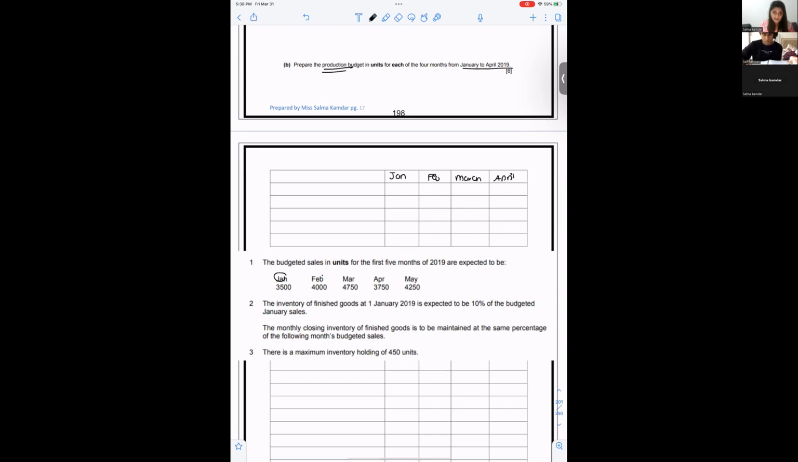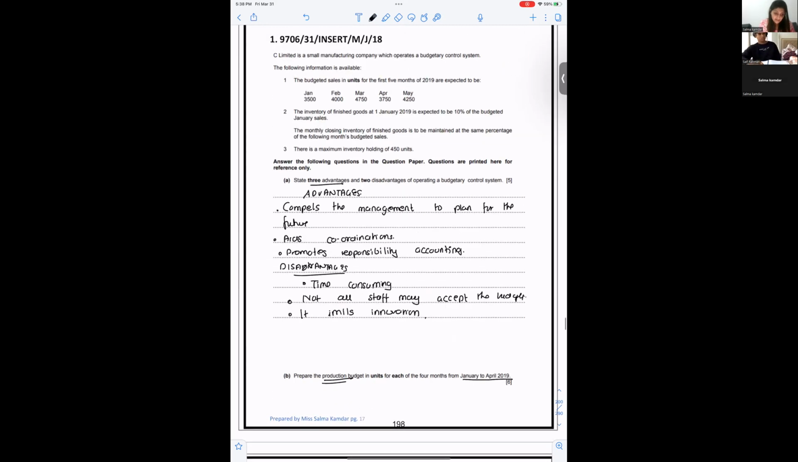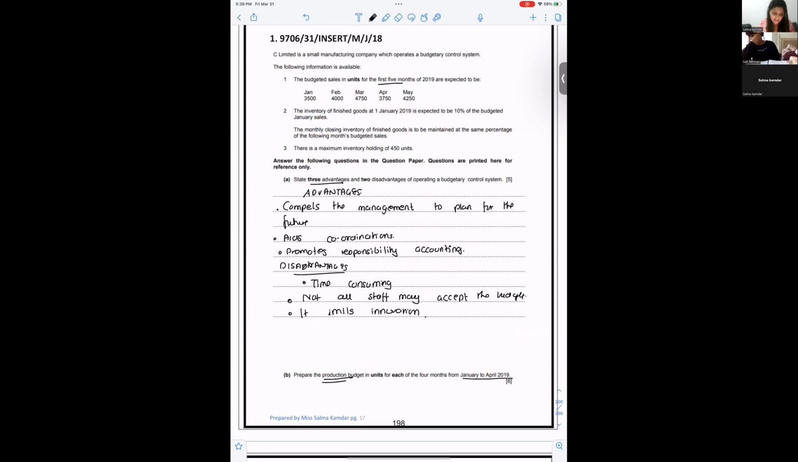Okay, let me see first what the question is saying. The budgeted sales for the first 5 months are expected to be as follows: Jan, Feb, March, April, and May. The inventory of finished goods at 1st January 2019 is expected to be 10% of January sales. Monthly closing inventory is to be maintained at the same percentage of the following month's budgeted sales.